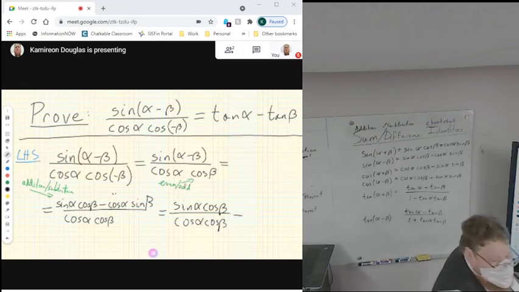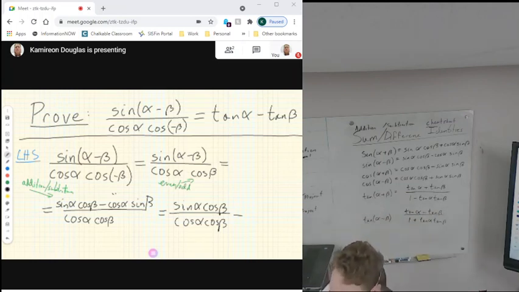Minus. If you don't like alpha, just use A and B. Okay? These are just variables. All right?